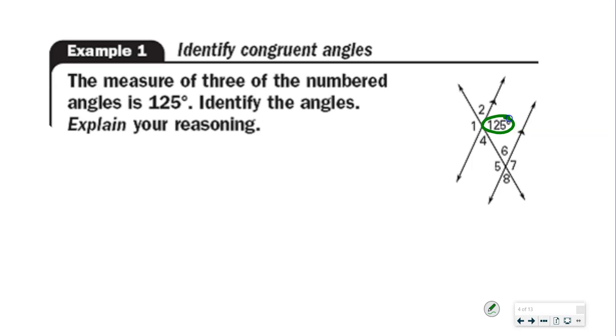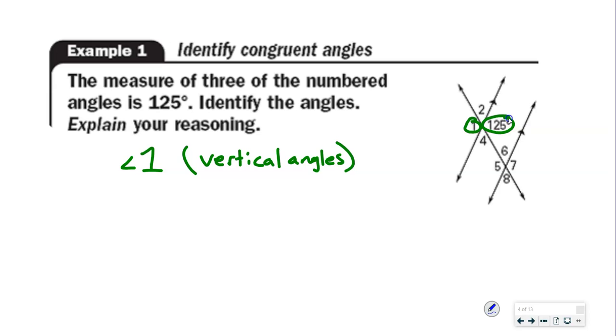So I could say angle 1. Angle 1 is 125 degrees because it's a vertical angle with 125. So that's vertical angles, remember those. Angle 1 would be equal to that. We can see that these 2 lines are parallel. So a corresponding angle would also be congruent. It would be equal to 125.